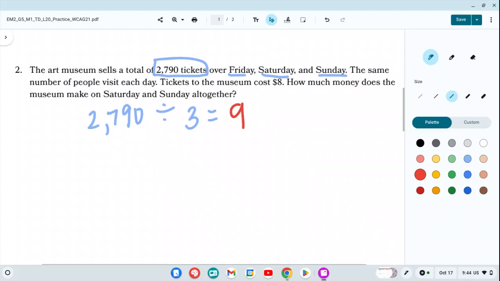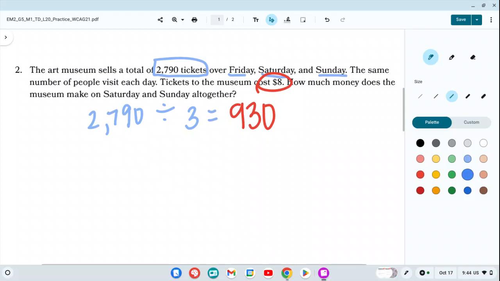Welcome back. When you divided, hopefully you're able to figure out that on Friday, Saturday, and Sunday, 930 people come to the museum. Now here's the next part of this. Tickets to the museum cost $8. So how much money does the museum make on Saturday and Sunday all together? Okay, so I'm going to want to multiply by $8.